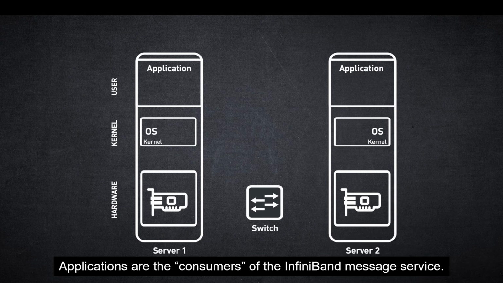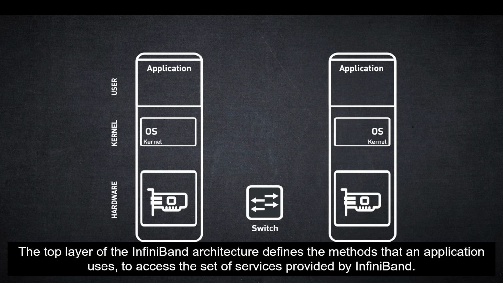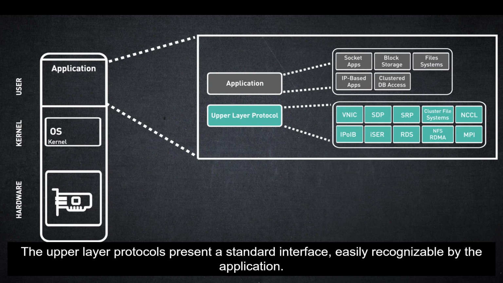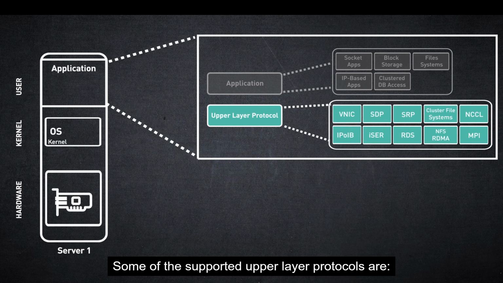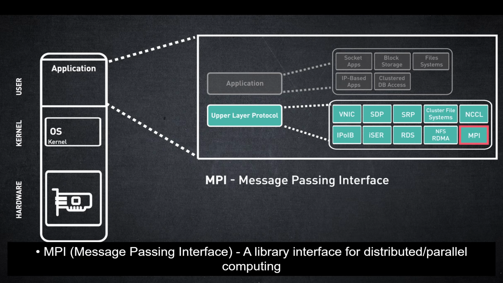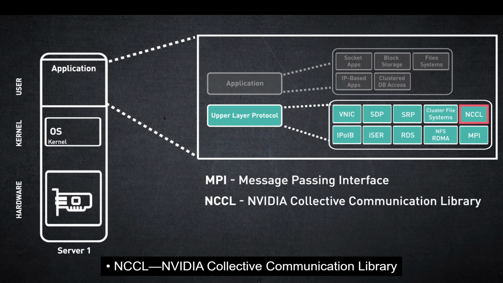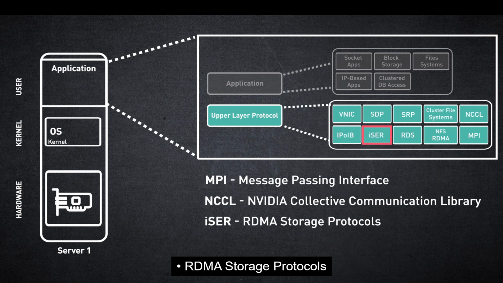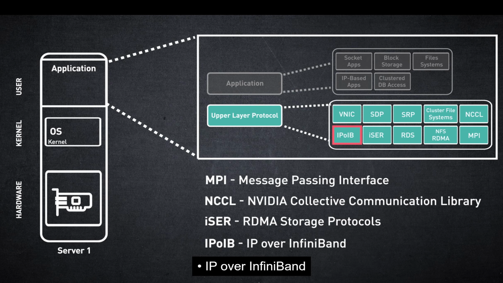Applications are the consumers of the InfiniBand message service. The top layer of the InfiniBand architecture defines the methods that an application uses to access the set of services provided by InfiniBand. The upper layer protocols present a standard interface easily recognizable by the application. Some of the supported upper layer protocols are MPI, Message Passing Interface, a library interface for distributed parallel computing, NCCL, NVIDIA Collective Communication Library, RDMA storage protocols, and IP over InfiniBand.